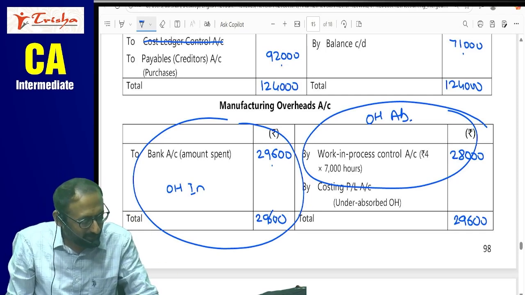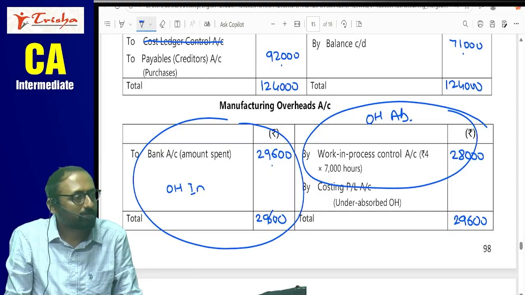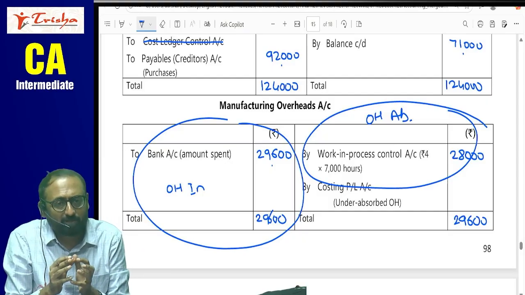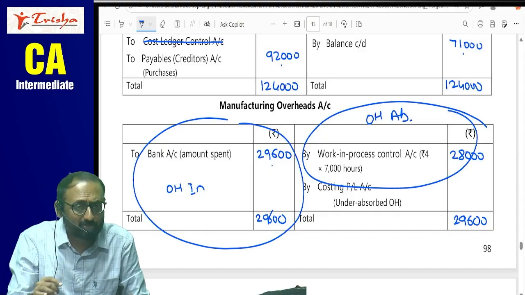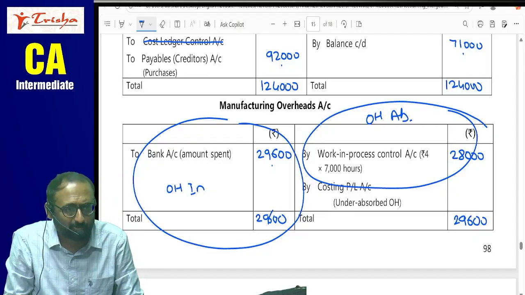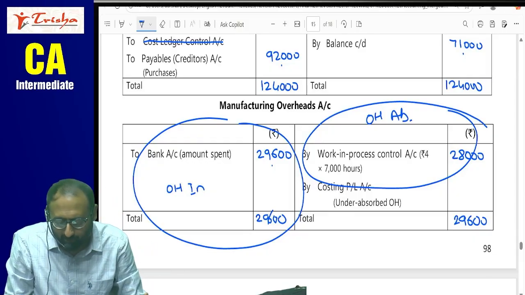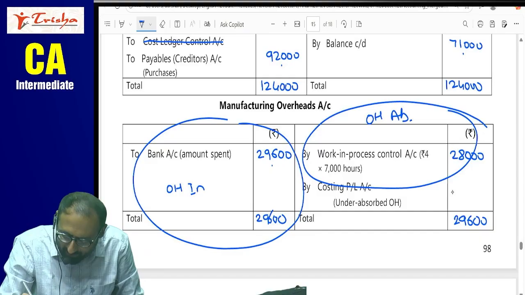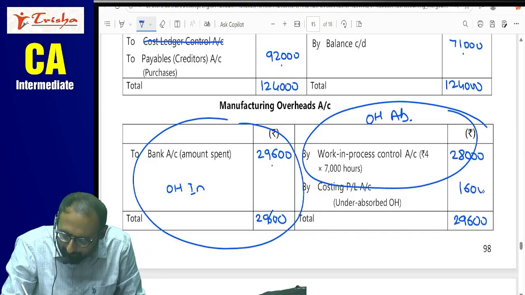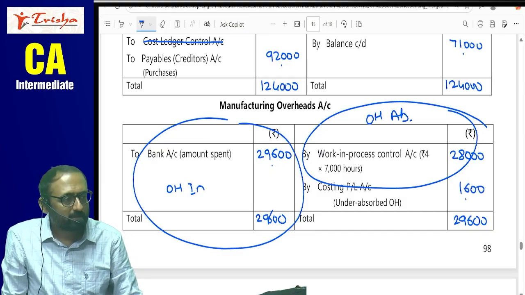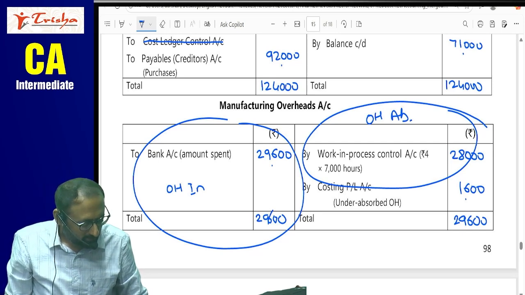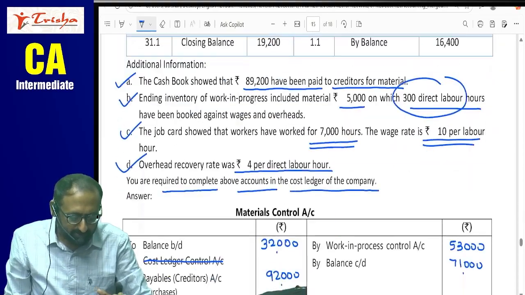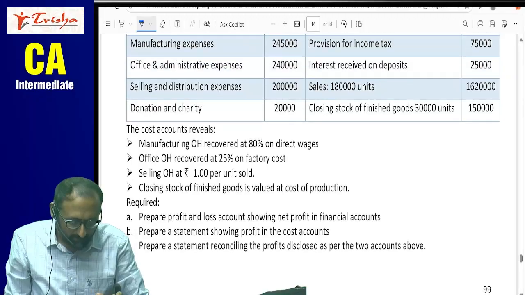In case of integrated accounting system, what I told you is that under absorption or over absorption should compulsorily be transferred to P&L account. It cannot be carried forward. So how much under absorption or over absorption is carried forward? Is it 1,000, is it 600? Is it clear to every one of you? So we have completed this one question of integrated.